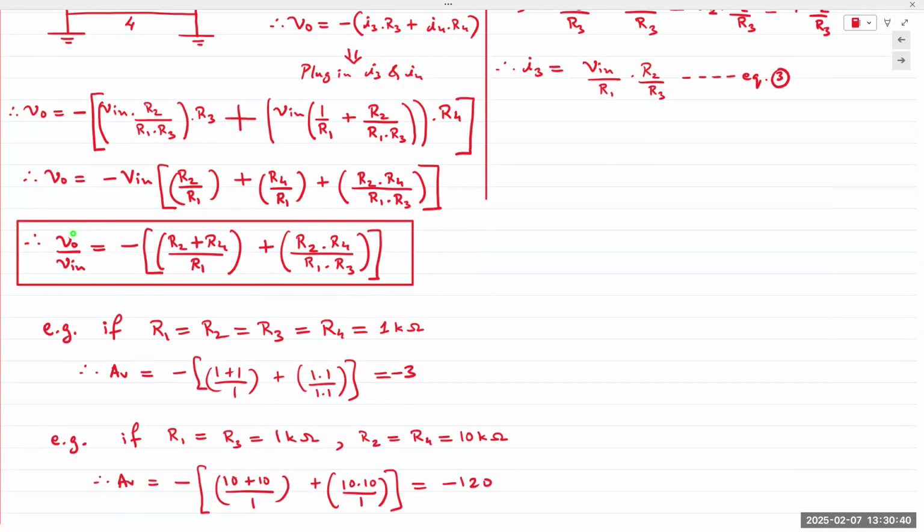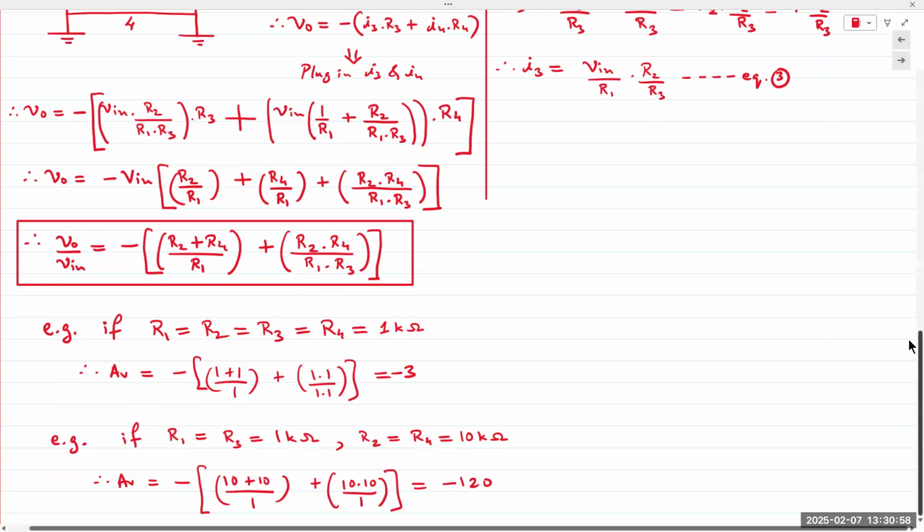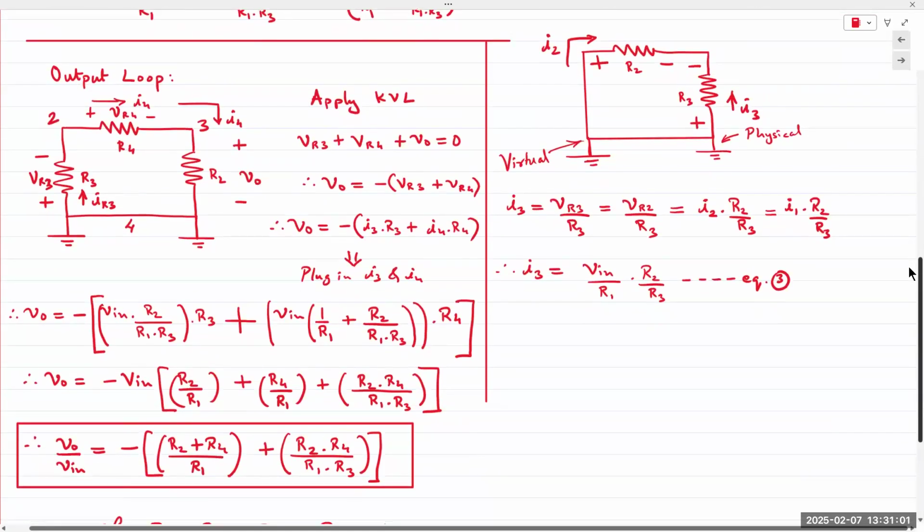All right, let's take a pause. Let me know if you have any questions. Do the steps make sense? I'll scroll up. Any questions?